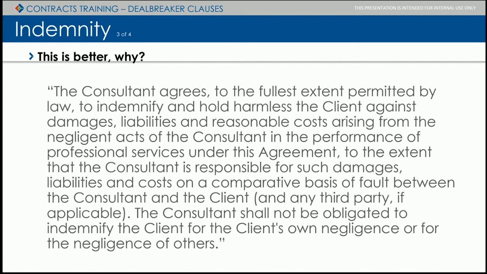Are there any questions about indemnity? Because it is a very important topic.